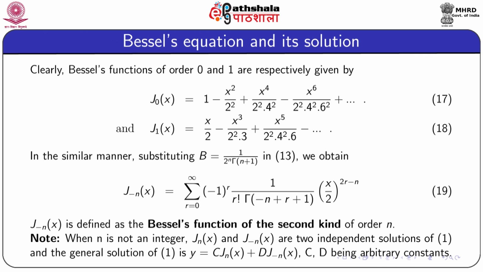Please note, when n is not an integer, J n x and J minus n x are two independent solutions of 1, and the general solution of 1 is given by y equal to c times J n x plus d times J minus n x, where c and d are arbitrary constants. After a brief introduction, we have seen how to obtain the solution of the Bessel's equation. We have shown that J n x and J minus n x are two linearly independent solutions of the Bessel's equation. Now, we will look into some very good examples involving the Bessel's function.